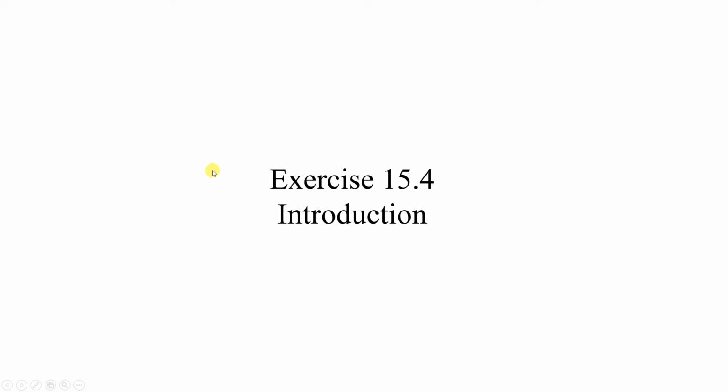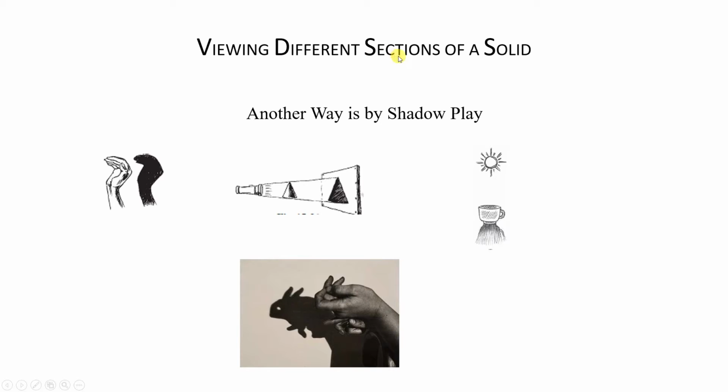As we have learned in the last exercise 15.3 about viewing different sections of a solid, in this we have learned about the first way of viewing different sections of a solid using the slicing method. Now the second way we will learn today is shadow play.